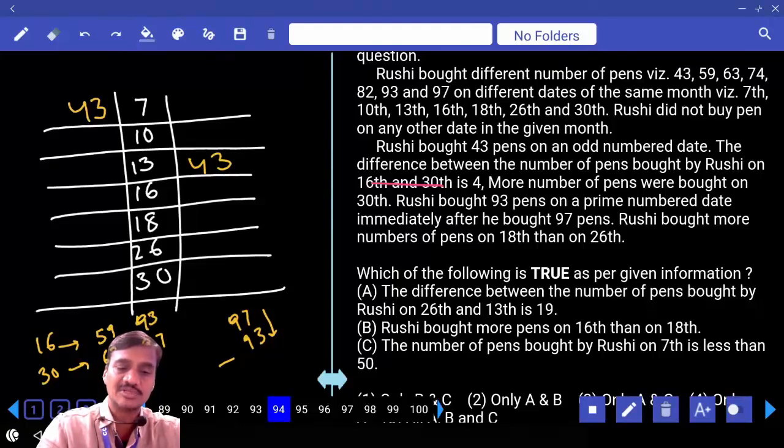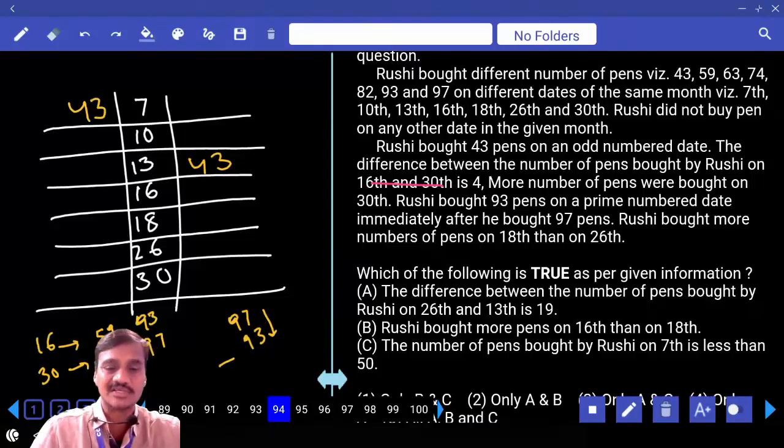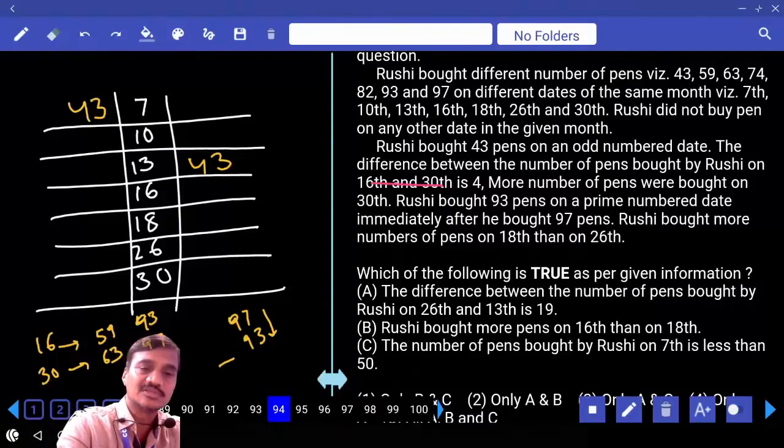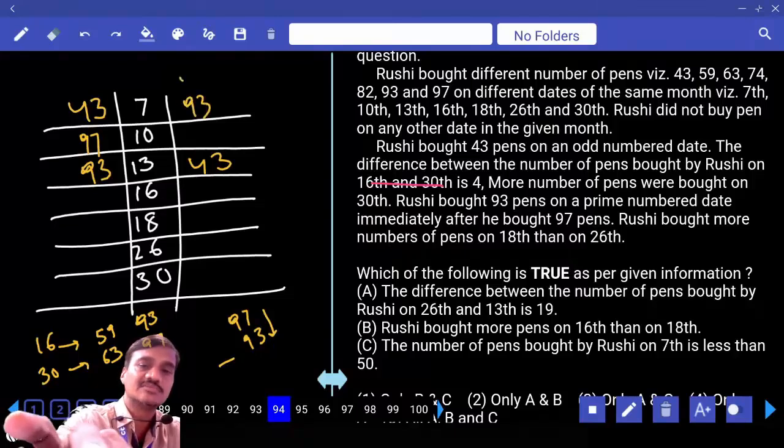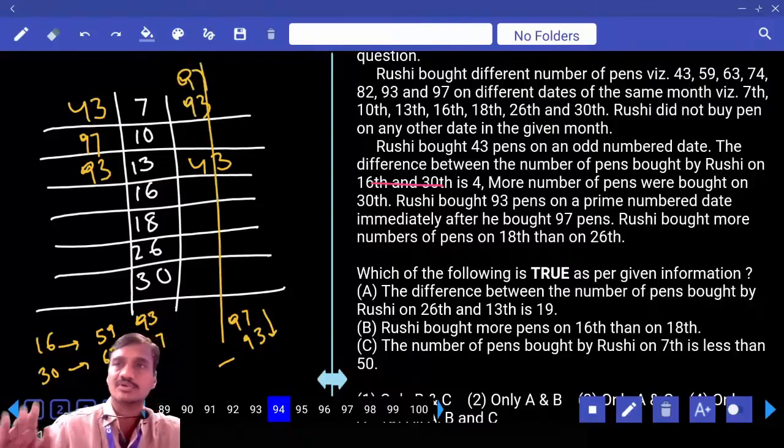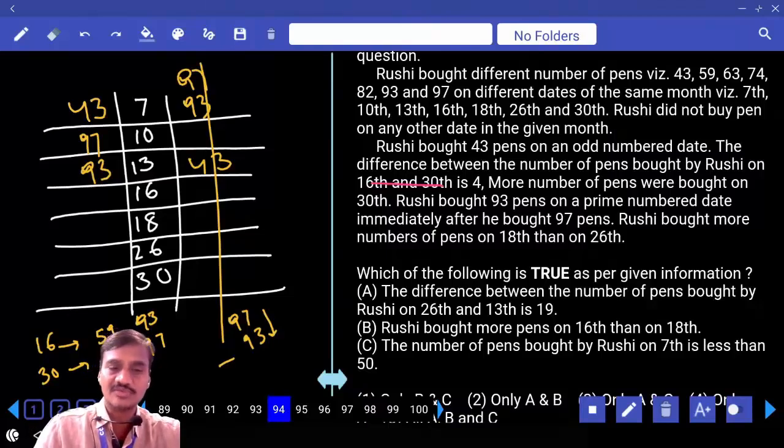Do we have any possibilities for this one? Where should 97 be? Now here we have only 2 prime number dates. What are those? 7 and 13. Hence 93 must be on 13. If 93 is here, 97 is here. Right? If 93 is placed here, before this 93 there must be 97, which is not possible. This is ruled out. Hence we are left with only the first case.